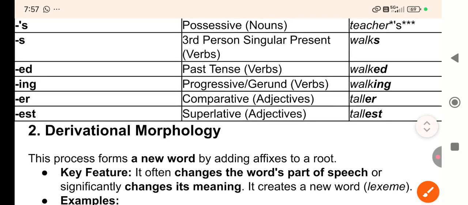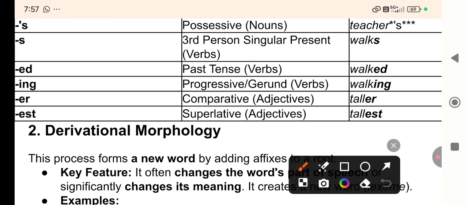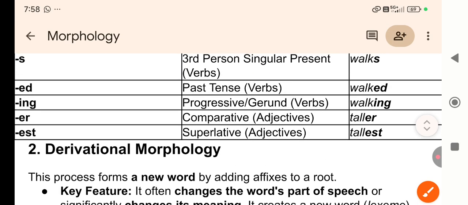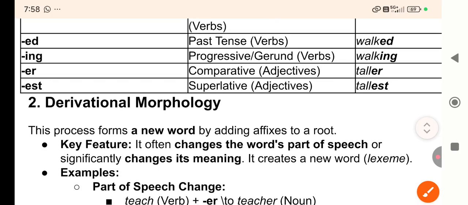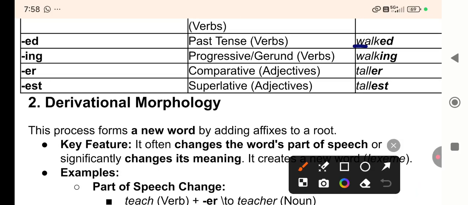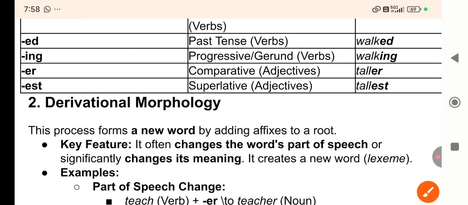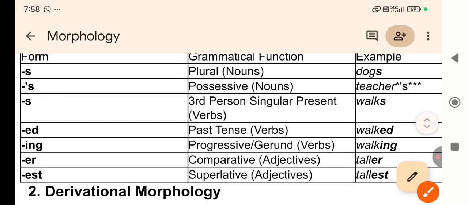Then when we put s on the third person singular present tense, it is walks, right? Next, when we add ed, that becomes past tense: walk, walked. When we put the progressive, that's the ing form, walking. Then the comparative, taller. Superlative, that's an adjective, that is tallest. So I think you are familiar with these, but yes, what is noticeable here?